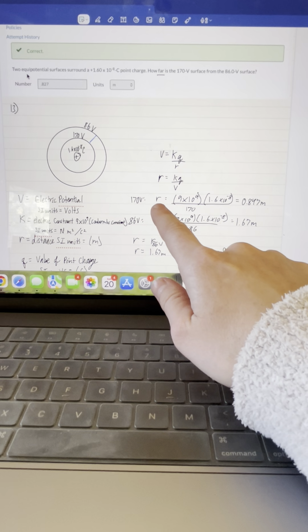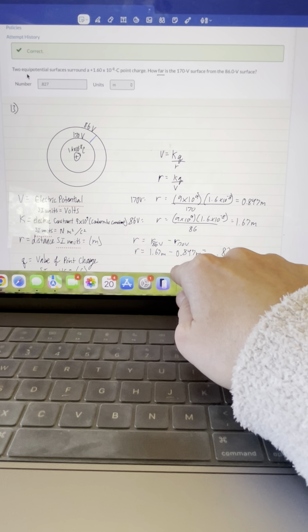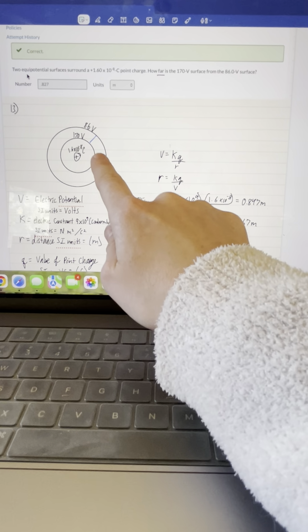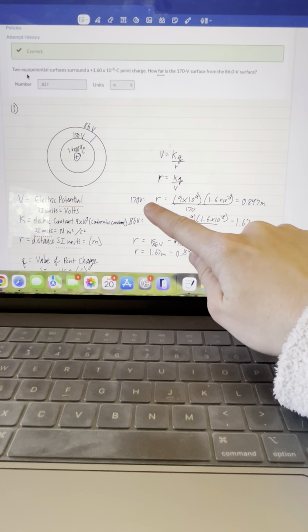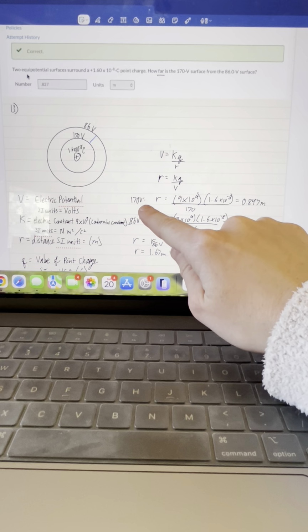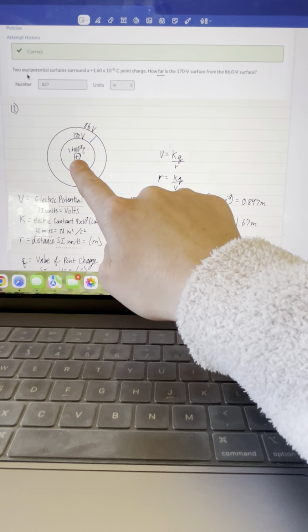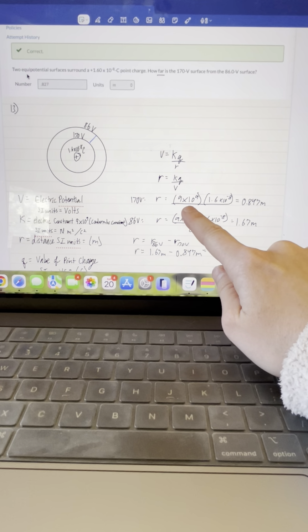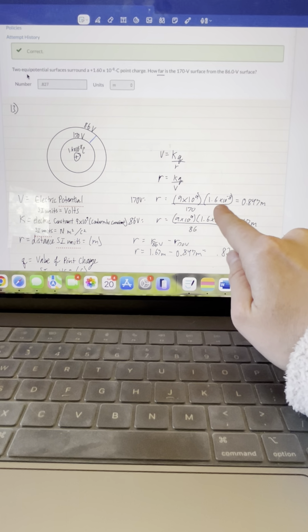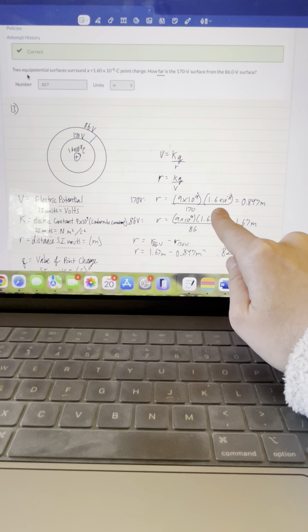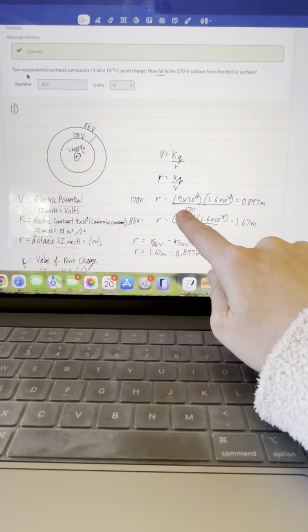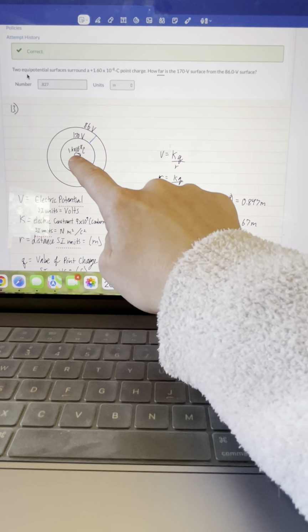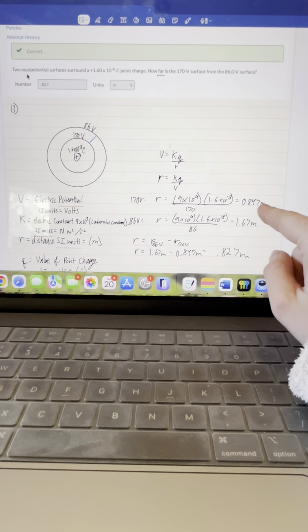I will compare the difference afterwards, because I don't know this distance, so I can't just plug in these things. First I did the 170 volt distance from the charge, and that would be k, Coulomb's constant, times our value of point charge, which was given, divided by 170 volts, because we're just looking at this distance here. And that distance is 0.847 meters.